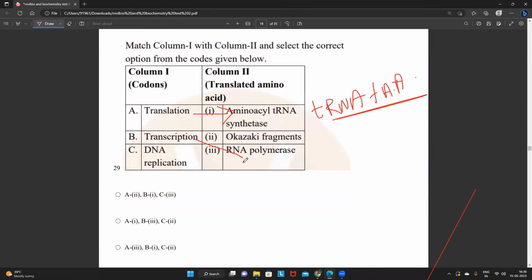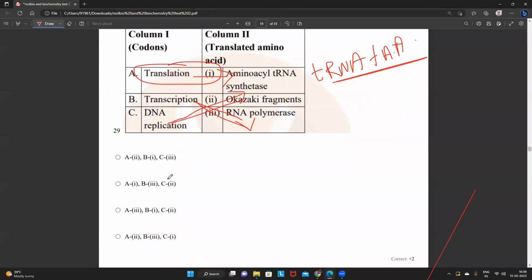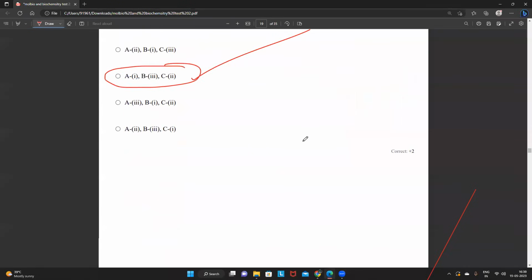Transcription means RNA polymerase. In DNA, except for DNA replication, you can't see Okazaki fragments anywhere. Only in replication can you see the Okazaki fragments. So A will be 1, B will be 3, and C will be 2. Correct? It's a very, very simple and straightforward answer.